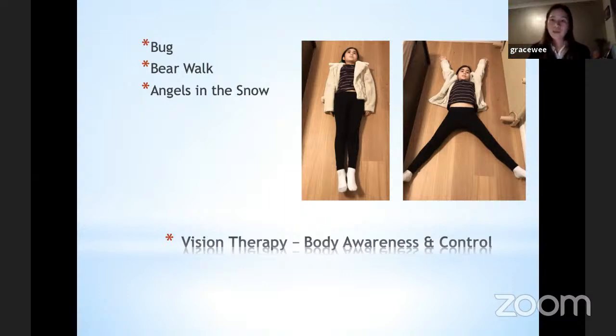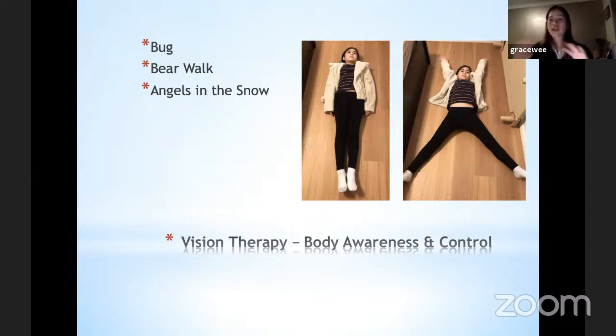The key part is to be moving the arms and legs at the same time, starting and stopping at the same time. Remember, this is basically to get them to practice awareness as well as control in a rhythmic motion. So once they can start and stop making the angels in the snow in a good rhythmic manner, you can start to vary it a little bit to improve their body awareness and control.